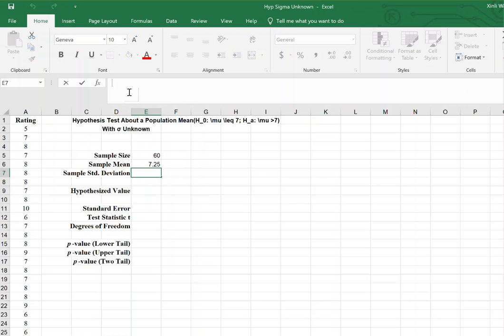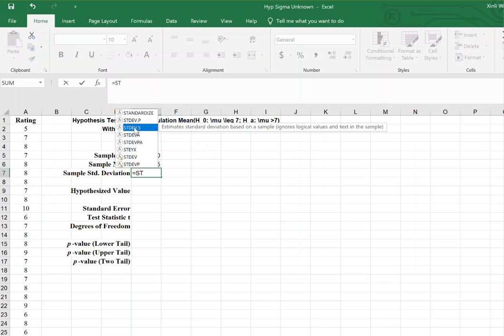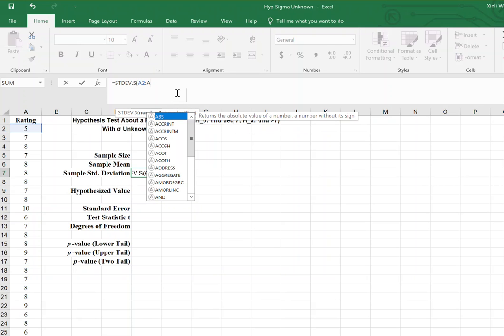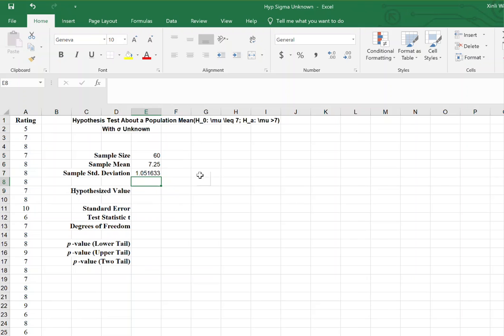And then, since we don't know sigma, we're going to calculate the standard deviation for the sample using the function STDEV.S for our sample. Okay, so the input remains the same, all the data points from A2 to A61. Close bracket. So it turns out the sample standard deviation is around 1.05. The hypothesis value, which is the mu value in our hypothesis, is 7. I'm just going to key in 7.